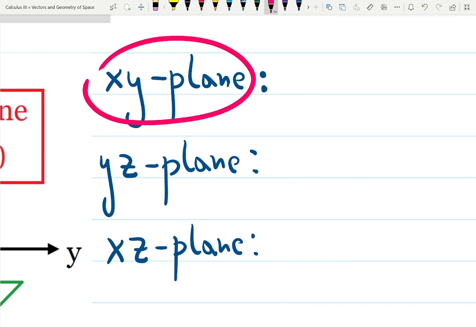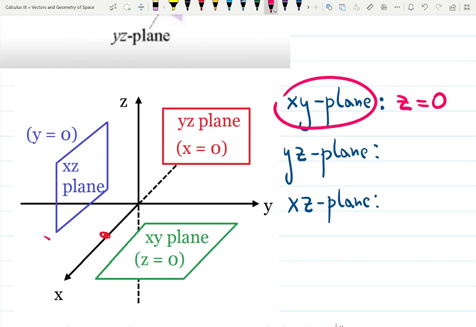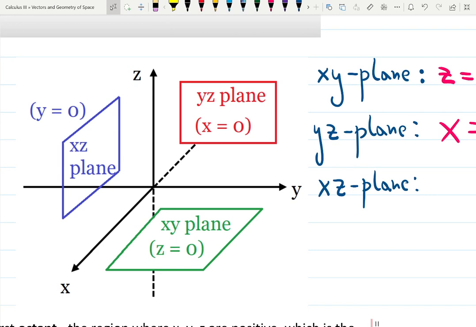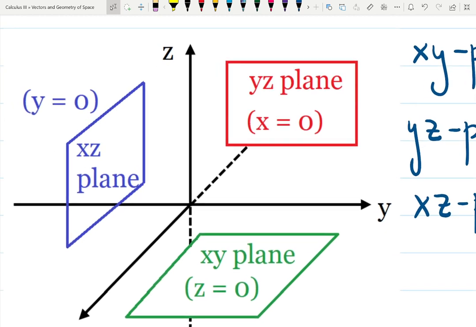XY plane, that means whatever is missing is 0. Because whatever is missing shrinks to nothing. Z is not here, so Z is 0 for XY plane. Let's check if this is true. XY is the floor where we used to be all the time. If there's no Z, we're going to 2 dimensions where we've always been, X and Y. But having no Z means Z is 0. Same as YZ. Whatever is missing is 0, so X is 0. Let's see what that means. Y and Z plane. Let me go to the screen and show you.